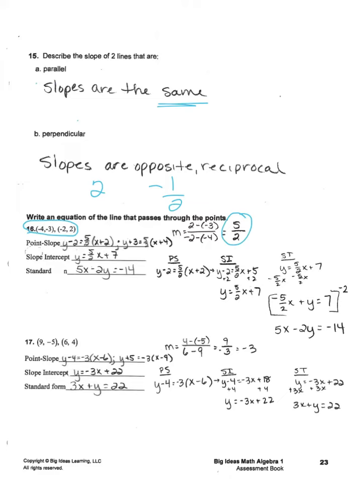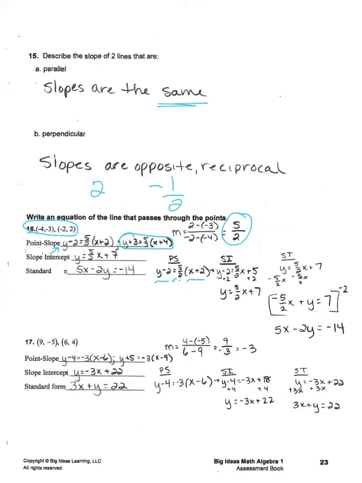So you take your point, you take your slope, and you write your equation in point slope. So y minus y sub 2 equals m times the quantity of x minus x sub 1. So you can take either slope or either point, so y minus 2 equals 5/2 times the quantity of x plus 2, or you can do the other point and have y plus 3, because y minus negative 3, which is y plus 3, equals 5/2 times the quantity of x minus negative 4, which is x plus 4.